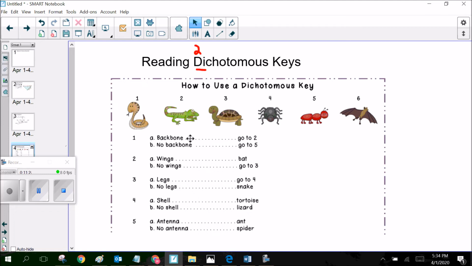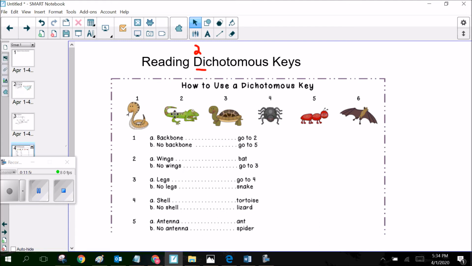We know it has a backbone, so I'm going to read 1A as backbone, and it says go to 2. It's kind of like a choose your own adventure story, so I'm going to go down to 2. I'm going to read 2A first. Does it have wings? No. So then I go to 2B. No wings. It says go to 3. Okay, go to 3. Does it have legs? No, it doesn't. So no legs. Aha! We call this a snake. Yay, we identified the snake.